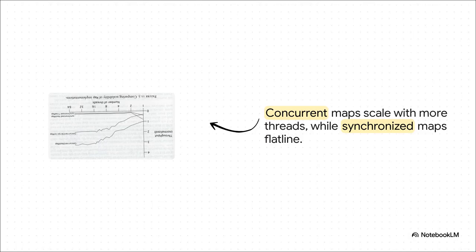And hey, you don't have to take my word for it. The data speaks for itself. This graph shows it all. Look at how the older synchronized maps just completely flatline as you add more threads. They become a bottleneck. But concurrent hash map, its throughput just keeps climbing. It's designed to handle the pressure.